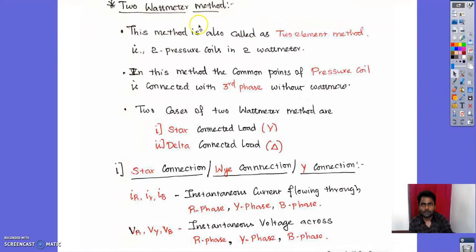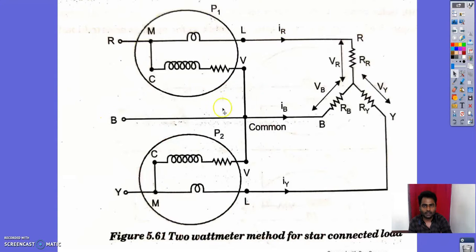The next method is the 2-wattmeter method. We are going to use only 2 wattmeters. This method is also called the 2-element method, as there are only 2 pressure coils and 2 wattmeters. In this method, the common point of the pressure coils is connected to the third phase without a wattmeter. This is the point, the common point of your pressure coils, and it is connected to the third phase.